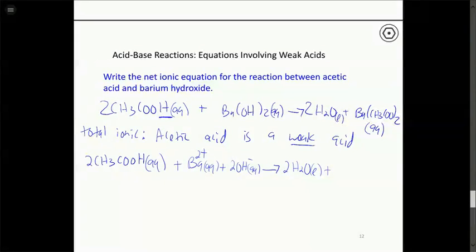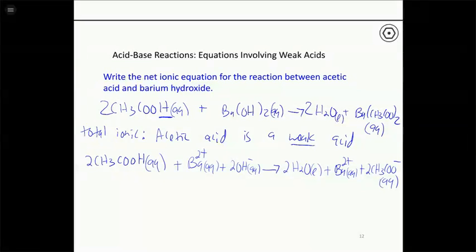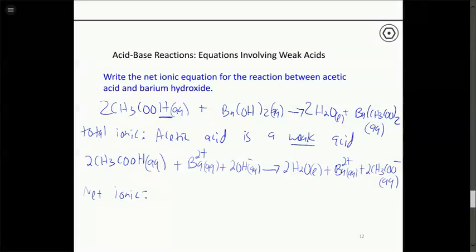And then our other product, barium acetate, is a soluble ionic compound, so we get barium 2 plus, and then 2 acetates, CH3COO minus, also as a product. So anything that's a soluble ionic compound we can separate, but anything that's a weak acid or a covalent compound remains intact. So then finally for the net ionic equation, we just have to remove those spectator ions that appear on both sides. And in this case, there's only one spectator ion. So the only species that's a soluble ion in the same form on both sides is barium 2 plus. So that we can remove to write the net ionic equation, but we don't have any other spectator ions here.